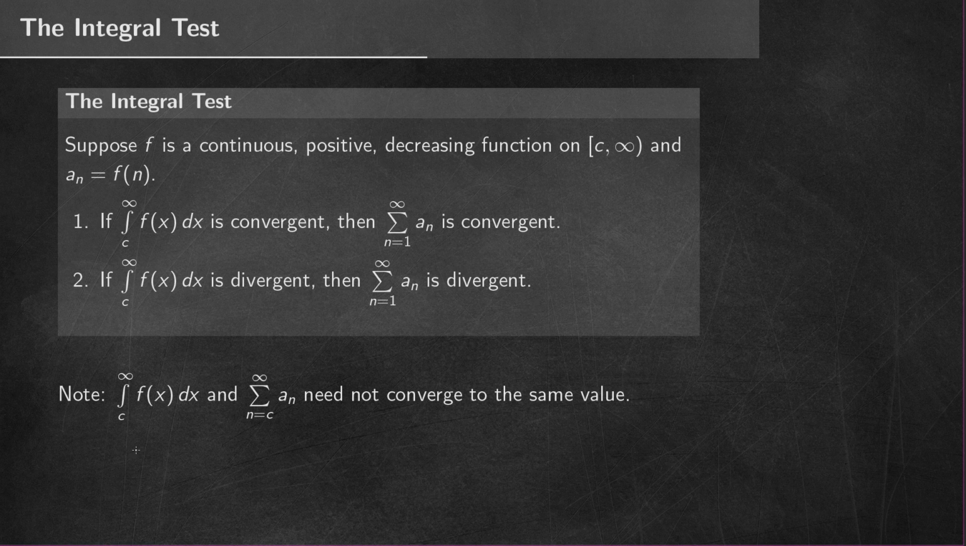And the note at the bottom, just because the integral converges to some value doesn't mean that the series converges to the same value. They'll both converge, but not necessarily to the same value. And we wouldn't expect them to converge to the same value. If you go back and look at the graph, the Riemann sum was not exactly equal to the integral.